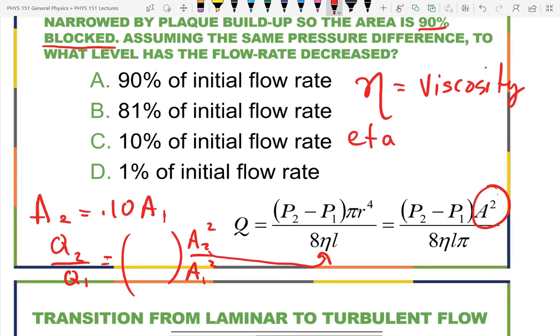So that would be, the area 1 squareds cancel. It's just 0.1 squared, which is 0.01. 0.01 is 1%. So the flow rate would be only 1%. That's how that logic worked for the clicker question at the very end of class on Monday. So any questions about how we calculate the flow rate difference with the different size opening?